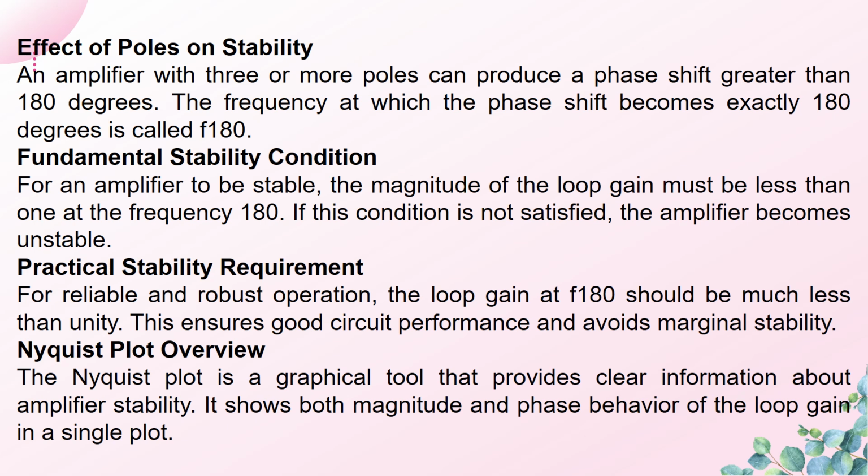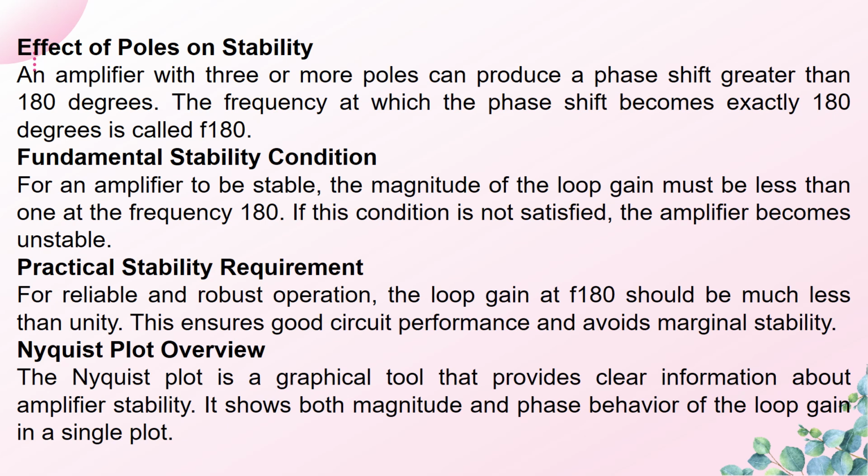Next, the fundamental stability condition. For an amplifier to be stable, the magnitude of the loop gain must be less than 1 at the frequency F180. If this condition is not satisfied, then the amplifier becomes unstable.